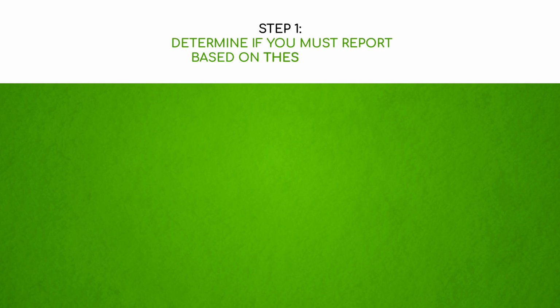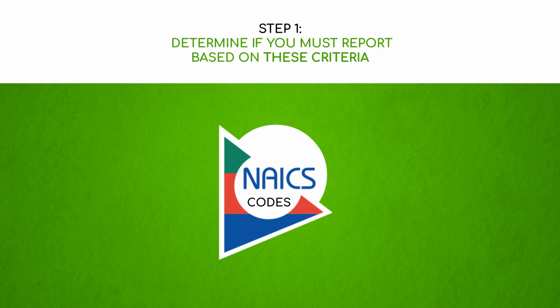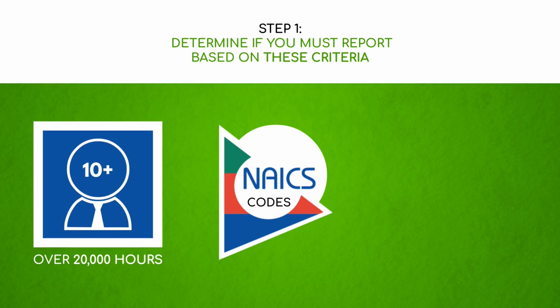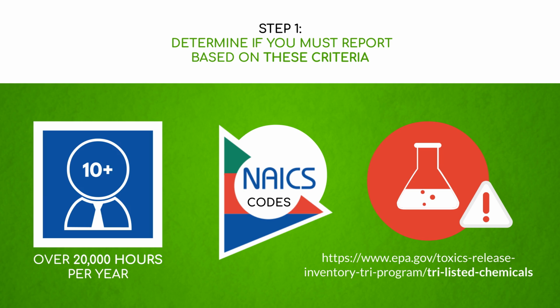Step 1. Determine if you must report based on these criteria. Is your facility covered under the TRI program based on its North American Industry Classification System code? Does your facility employ 10 or more full-time employee equivalents? Did your facility manufacture, process, or otherwise use TRI-listed chemicals over threshold amounts during the calendar year? You must submit a TRI report if you answered yes to all three.